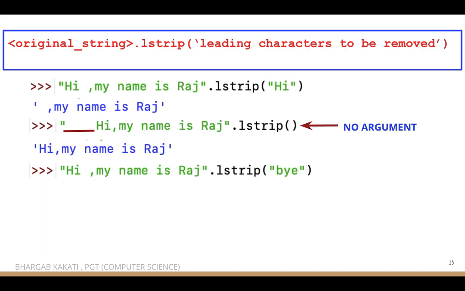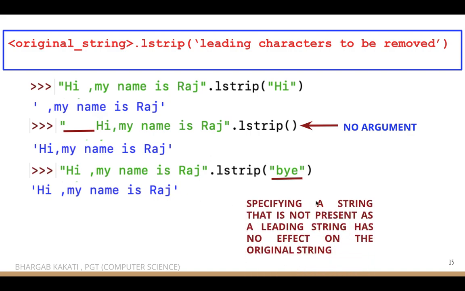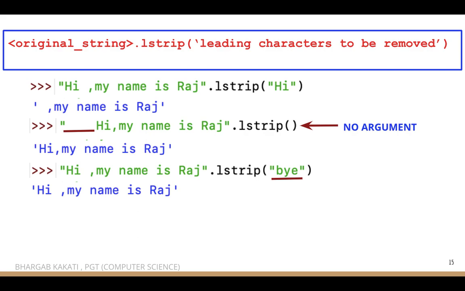Next is "hi, my name is Raj".lstrip("by"). Now here I am giving such a substring which is not present in the entire string. What will happen? Nothing will happen. If you give such characters which are not present, then there will be no change. Specifying a string that is not present as a leading string has no effect on the original string. It will not show any error, and it will return the string as it is.